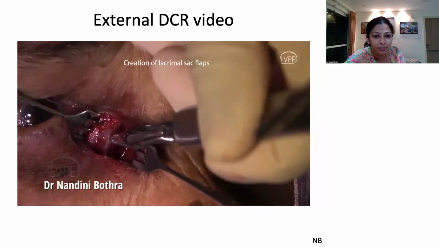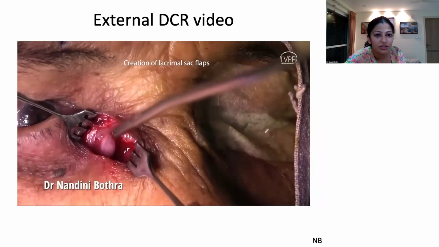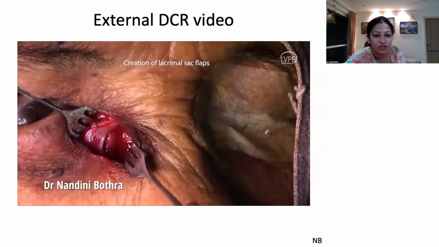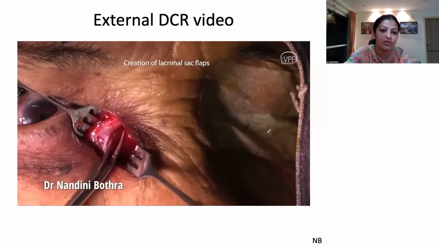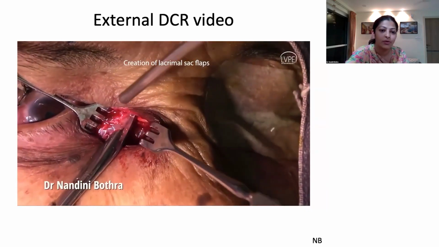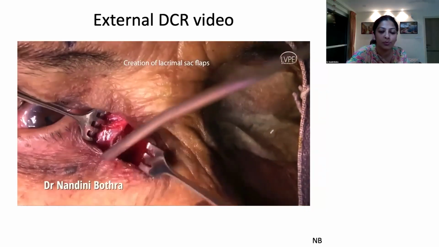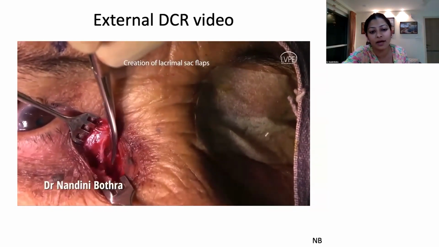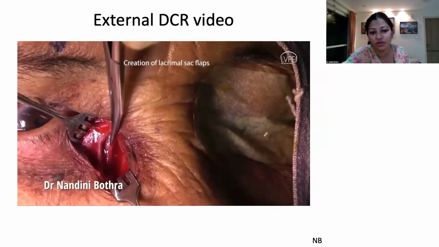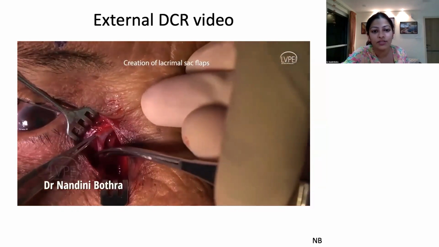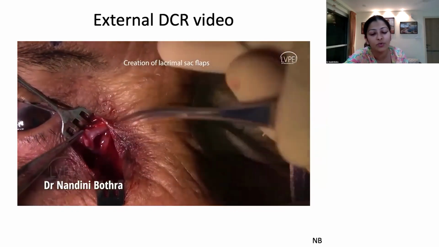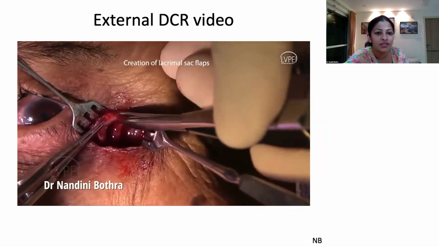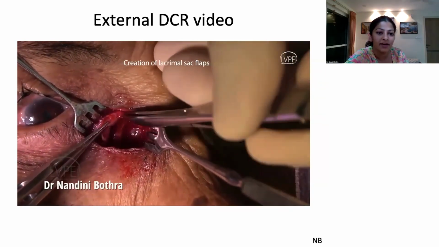Now you take a number 11 blade and you take a small incision onto the sac. You'll see an egress of the discharge, and I tend to use conjunctival scissors post this to extend the incision both superiorly as well as inferiorly. Now, as we all read in our books, we have to take an H-shaped incision. So this is the horizontal incision, and now you take two vertical incisions on either side to create the H. So this is your anterior lacrimal flap.